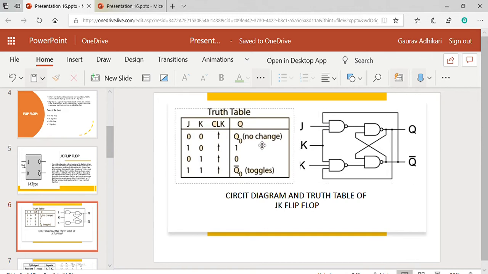This is the truth table of the JK flip-flop, where we can see that when both J and K are 0, there is no change. When J is 1, the output is 1. When J is 0, the output is 0. And when both are high, then there is a toggle action.